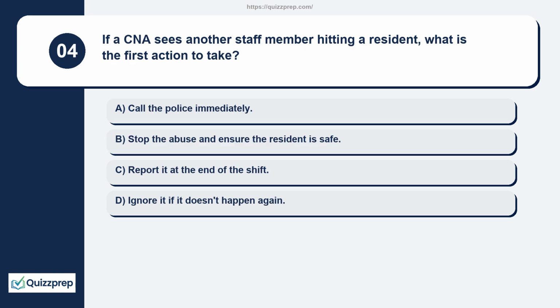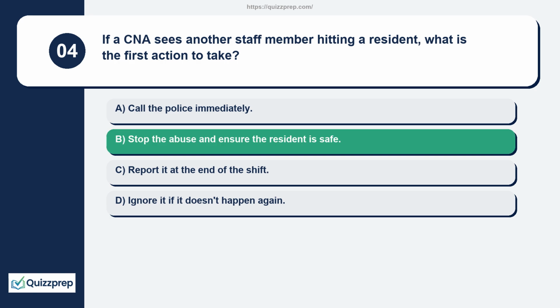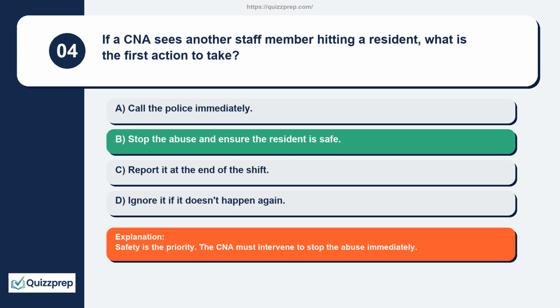Question 4. If a CNA sees another staff member hitting a resident, what is the first action to take? Call the police immediately, stop the abuse and ensure the resident is safe. Report it at the end of the shift. Ignore it if it doesn't happen again. Safety is the priority. The CNA must intervene to stop the abuse immediately.